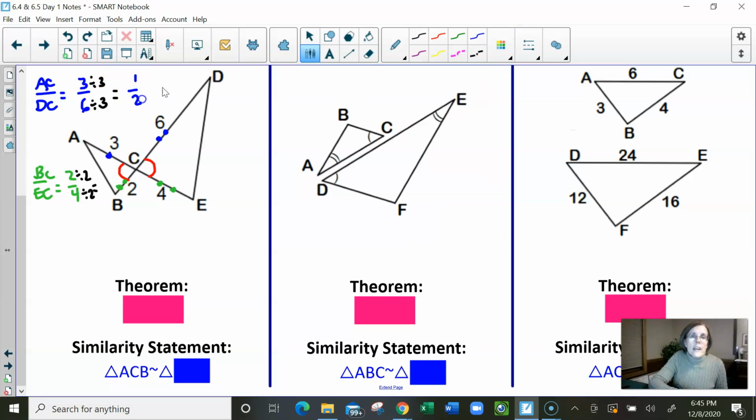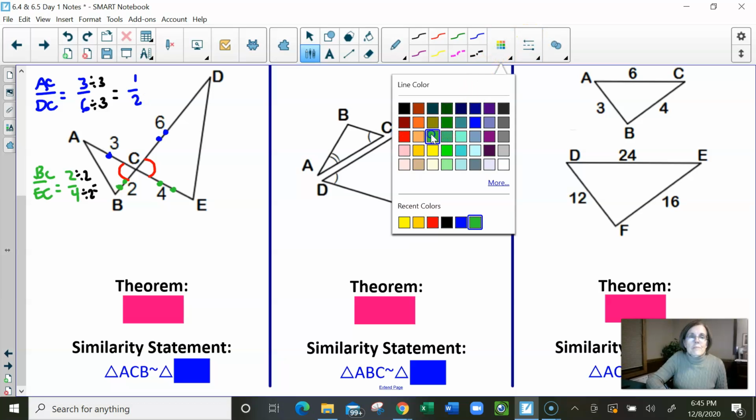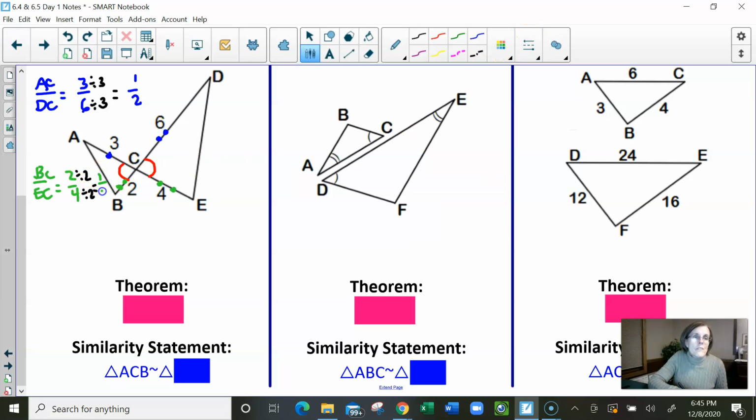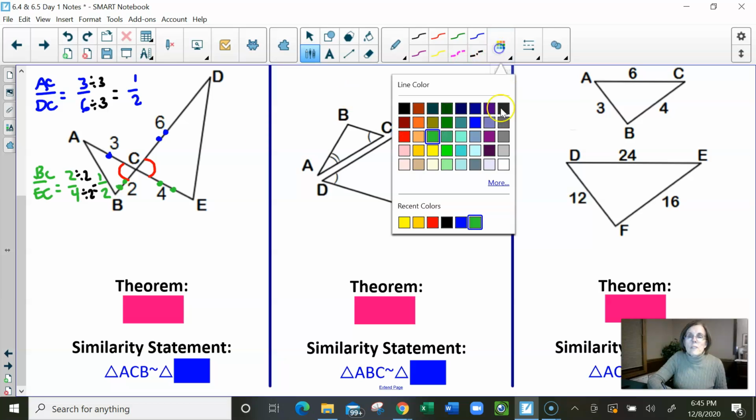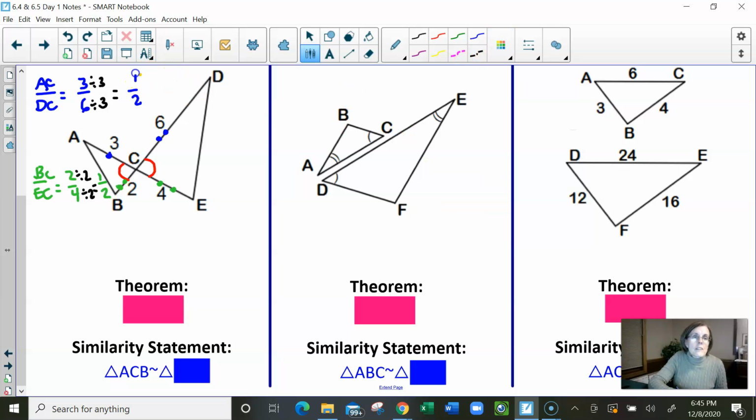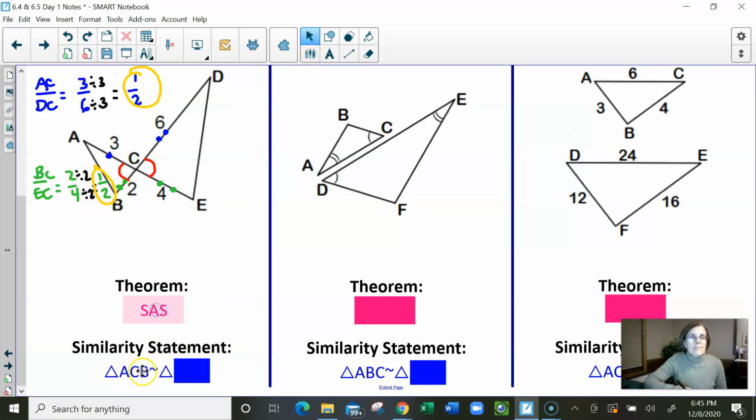This one will be 1/2, and this one will be 1/2. So we have both of these are in the same ratio, so those are proportional. And we have our two angles. So what is going to be my theorem? That will be side angle side. And then we need to write the similarity statement.